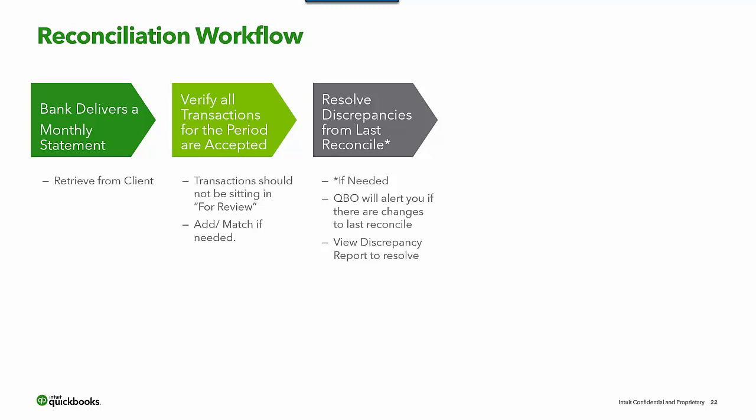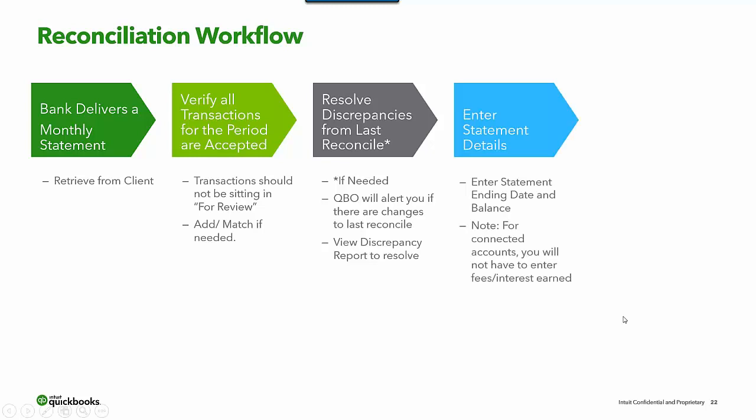Hopefully there aren't any, but if you did, QBO is actually going to alert you if there are changes to the last reconcile. And that's something you'd see on your dashboard in QuickBooks Online Accountant, and also something you see when you come into the reconciliation page. And there is a discrepancy report to resolve those. That's something that hasn't always been in QuickBooks Online. We rolled that out last summer, I believe, towards the end of the summer. So we'll take a peek at that when we get into my account.